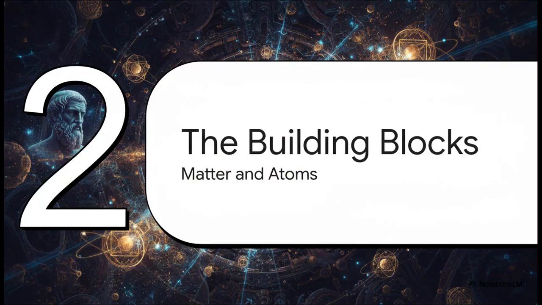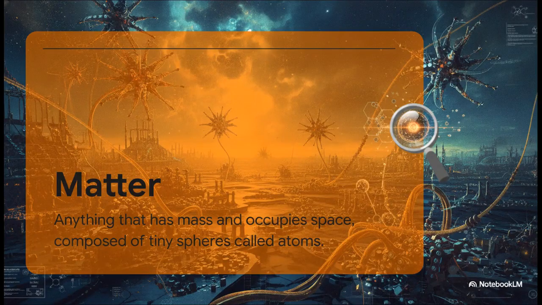Which brings us to our second section, the building blocks. To truly grasp this revolution, we really need to shrink down, way down. Long before modern chemistry was a thing, ancient thinkers like Democritus proposed that if you kept cutting an object in half, eventually you'd reach a piece so small it was indivisible. He called these atoms.